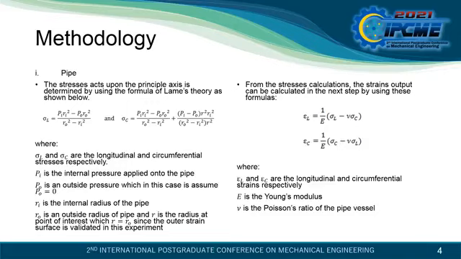The theoretical calculation of longitudinal and circumferential strain induced in the carbon steel pipe was calculated using a two-step process. The stress acting upon the principal axis is determined by using the formula of Lame's theory, as shown below in the first equation. And then from the stress calculation, the strain output can be calculated in the next step by using this formula, which is the second formula.